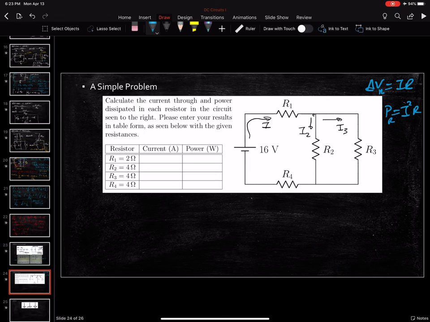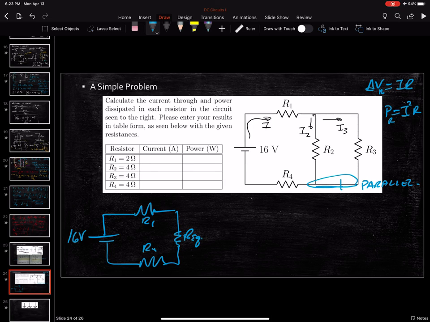In this case, there's a couple of simplifying tricks that we can do. I noticed that this thing here is parallel. These two things are connected in parallel. And because of that, I'm going to redraw this circuit. I'm going to redraw my 16-volt circuit here with my same R1 here, my same R4 here, but some R equivalent here, where this equivalent resistance is what I get by replacing this combination of stuff, which is in parallel, with an equivalent resistance.